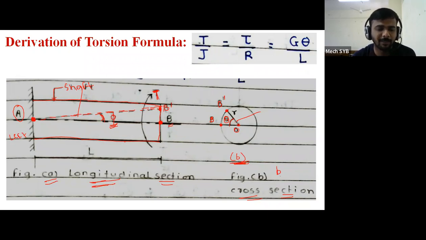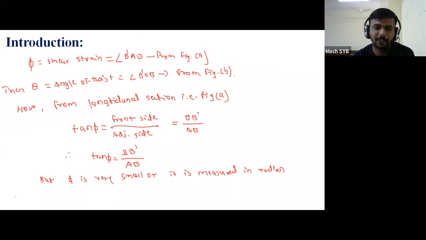Some amount of twisting is taking place, but whatever the twisting is taking place or whatever this phi angle you will get for the particular application, it is very less or it is measured in the radian. So radian value is very less. Therefore, as this phi is very small and it is measured in radian, whatever this tan parameter is there from the above equation, that tan parameter we will neglect, and same equation we have to write in the form of phi is equal to B B dash upon AB.